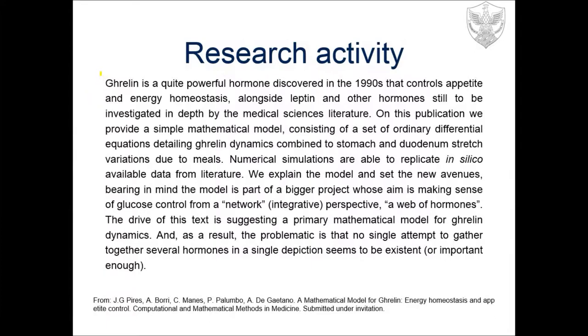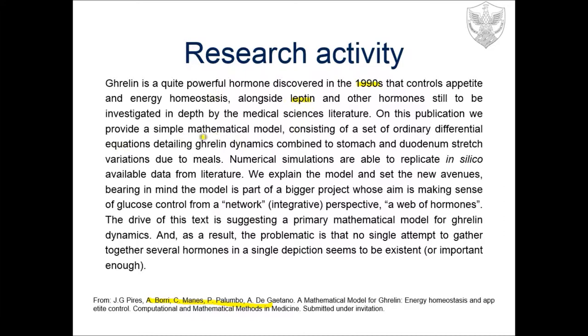of my work. So why is ghrelin the main goal? Because leptin and insulin, the two hormones that I have chosen to work with, both already have mathematical models. Insulin has a lot of mathematical models, by Pasquale, Palumbo, and others who are authors of the paper here, except myself. They have been working extensively on insulin. However, ghrelin is not rich. There is no mathematical model pursuing the same goal that I'm pursuing in this paper. That was the motivation of the paper.